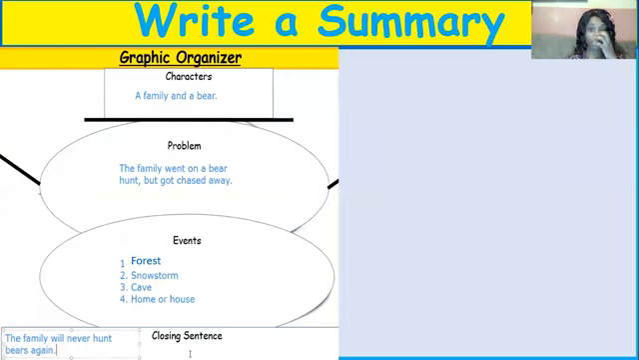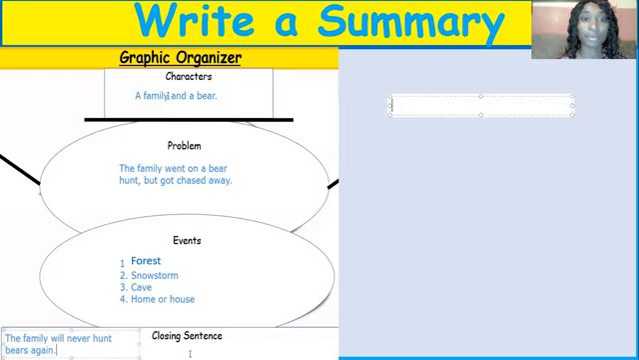Now, boys and girls, we're going to use this graphic organizer to write a summary, a short retelling of the story, We're Going on a Bear Hunt. Before I begin, how would you start this story off? How would you begin your summary? Pause the video and think about it.